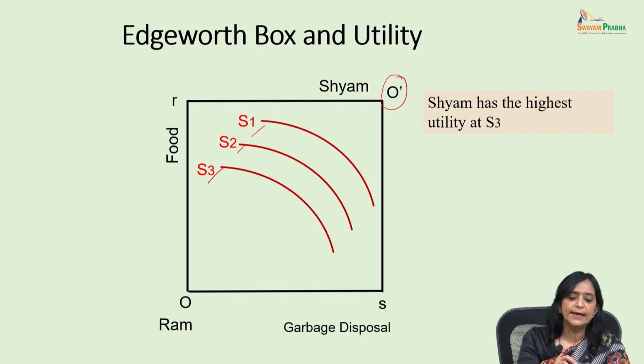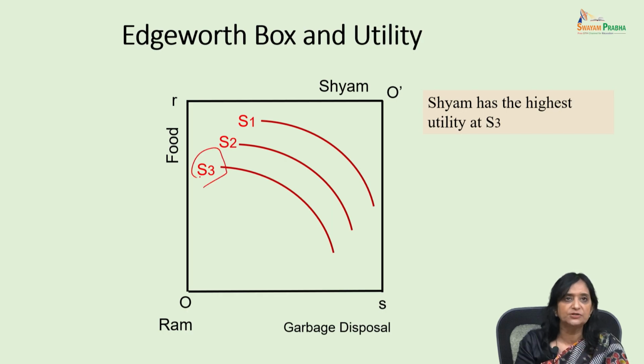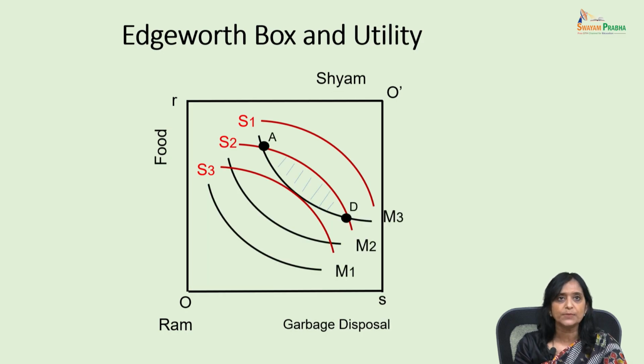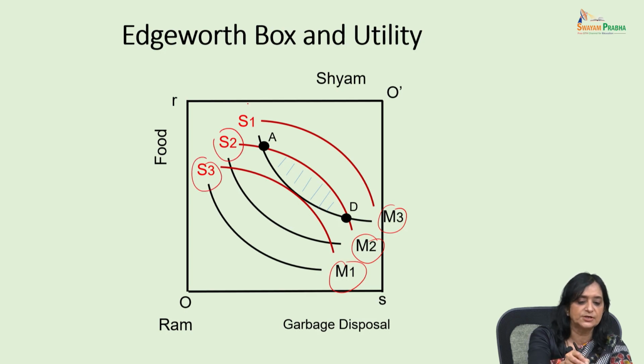Similarly, as we saw the indifference map for Ram, and said a higher indifference curve gives a higher level of satisfaction, in the case of Shyam, S3 is the highest indifference curve. So Shyam's utility is highest at S3. Ram's utility was highest at M3. What we are going to do is use the concept of the Edgeworth box and derive the equilibrium or the allocation of resources. So what we have now done is superimpose Ram's indifference curves as well as Shyam's indifference curves.